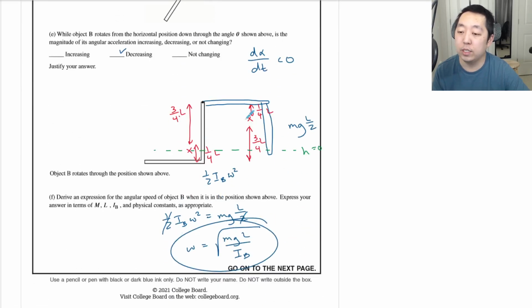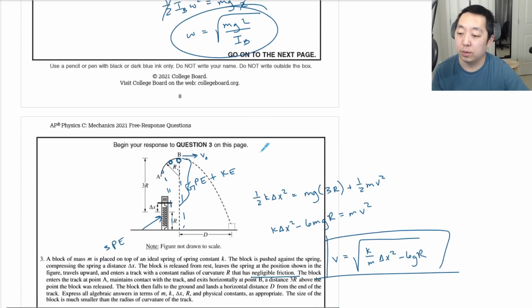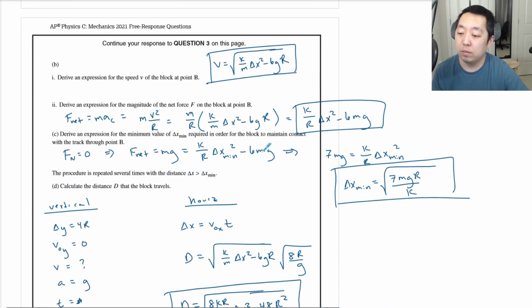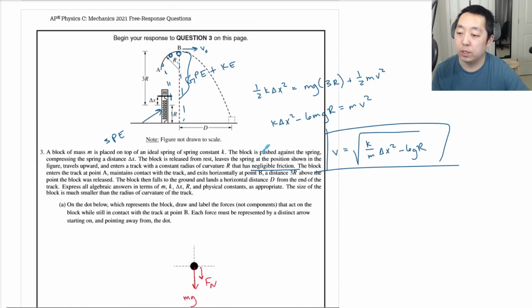This part, with the center of mass, could have been a little tricky. If you weren't good with modeling it as a center of mass, then I think this would have been a little bit tough. This one was okay. Probably a lot of algebra, but I thought this one was pretty straightforward.